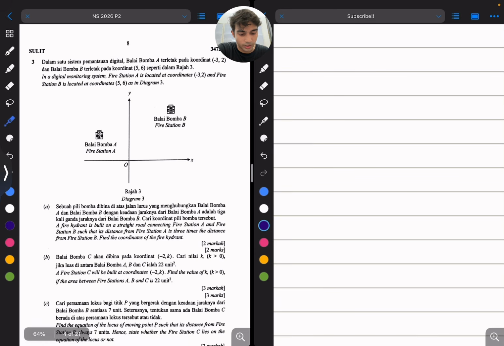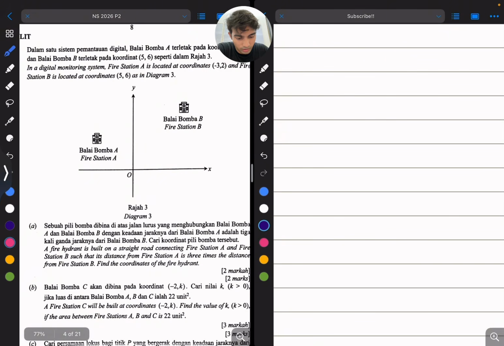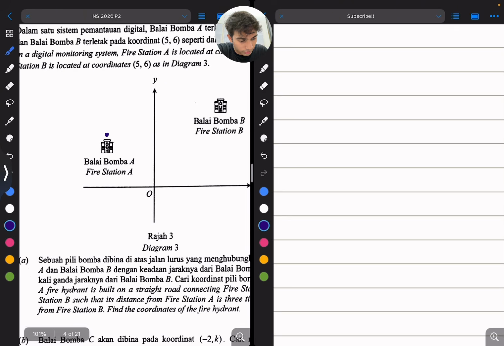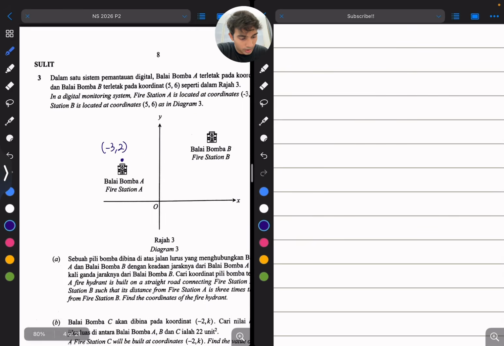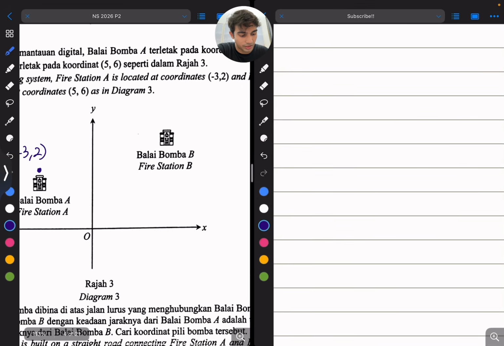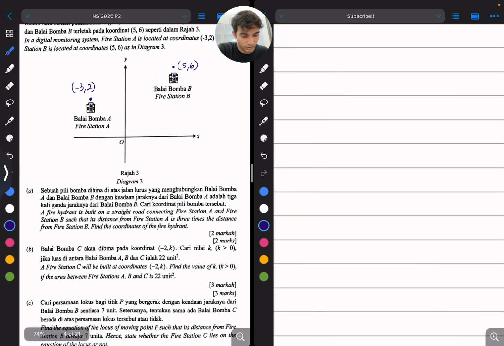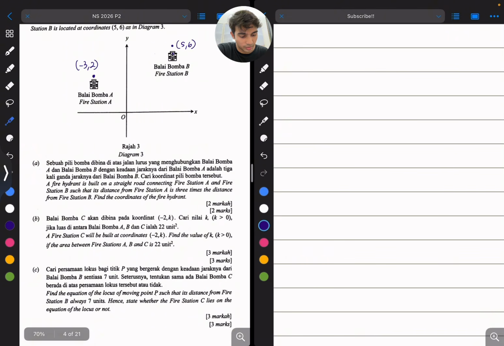In a digital monitoring system, fire station A is located at this coordinate. Okay, so I'm going to write this here. A has a coordinate of (-3, 2). And then fire station B is located at (5, 6). Alright. A fire hydrant is built on a straight road connecting fire station A and fire station B, such that its distance from fire station A is 3 times the distance from fire station B.